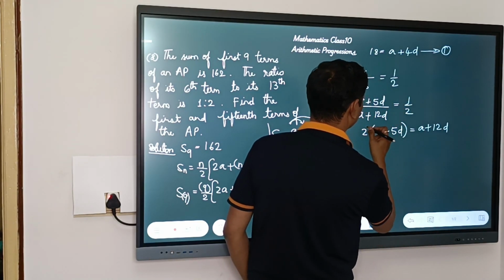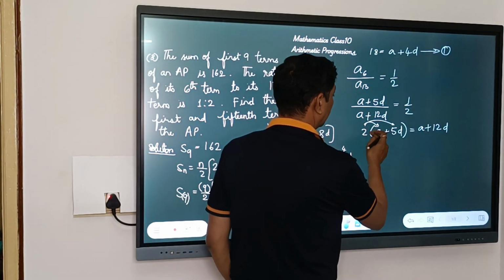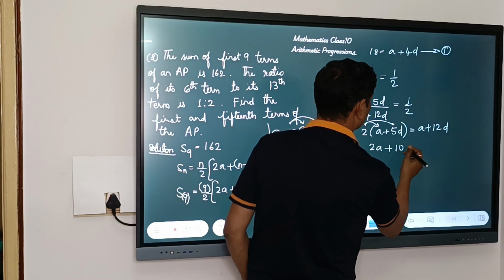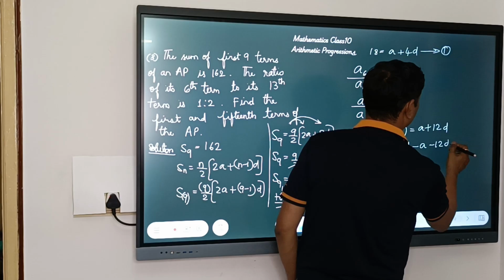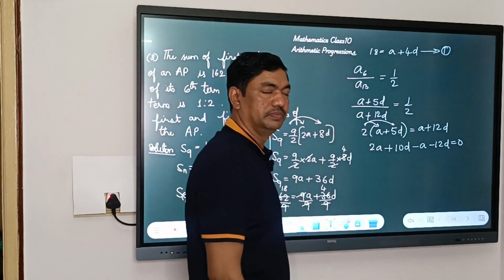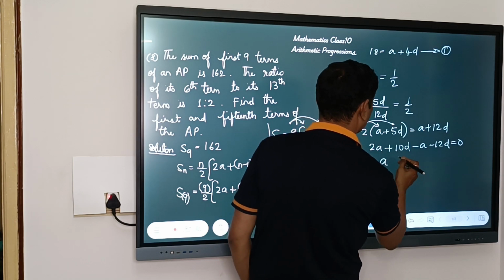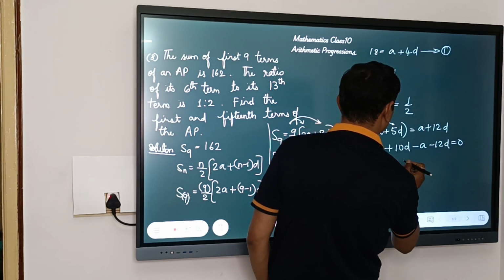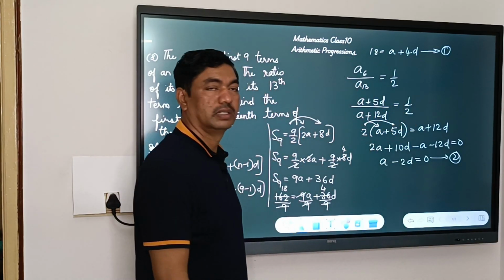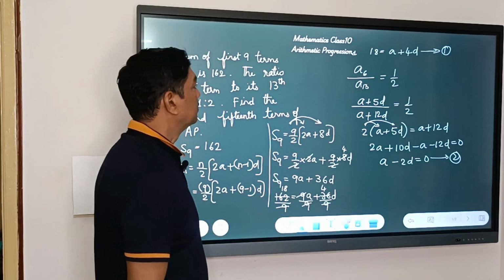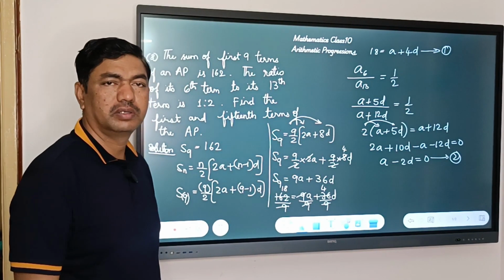So 2 multiplied with a is 2a, and 2 into 5d is 10d. You bring this to the left hand side, so 2a plus 10d minus a minus 12d is equal to 0. Clear? Subtract the like terms: 2a minus a is a, and 10d minus 12d is minus 2d, equal to 0. This is your second equation. Now the first and second equations you can solve for a and d.